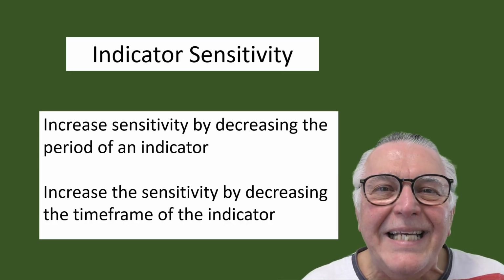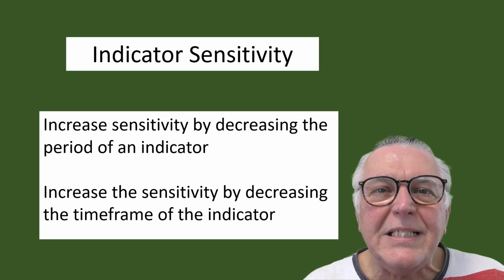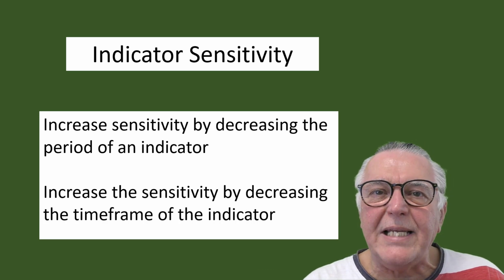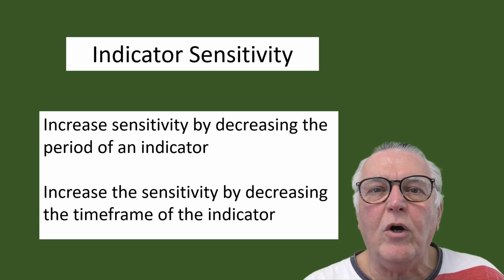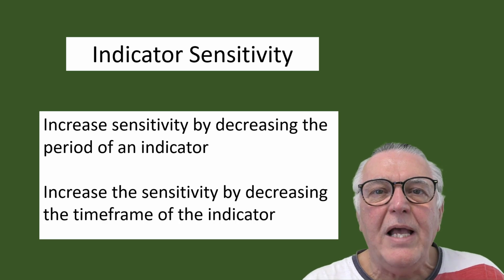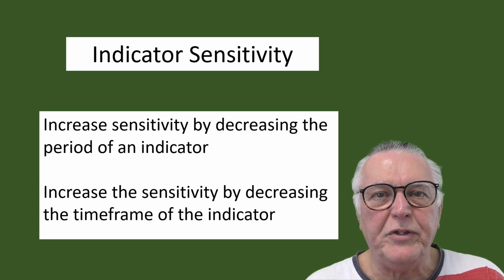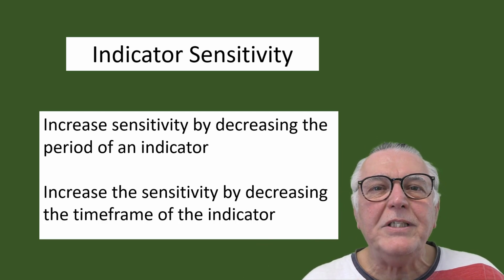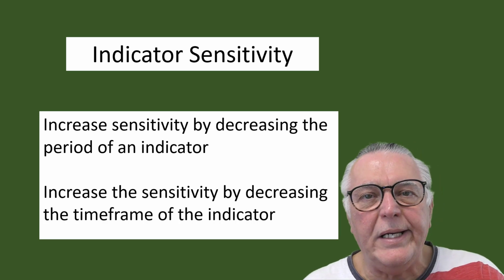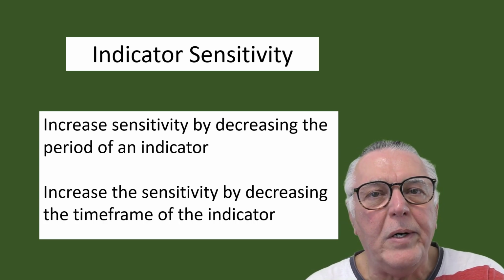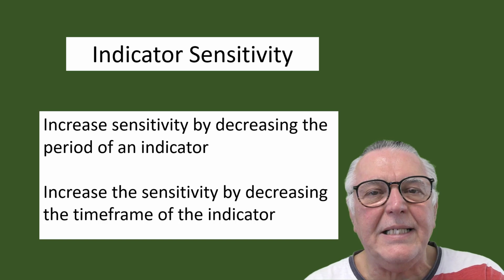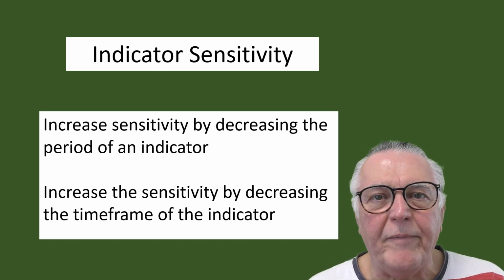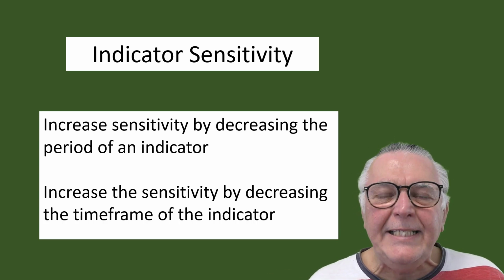We also learned a lot about indicator sensitivity. You can increase the sensitivity of an indicator by just decreasing the period that it measures. So a 4 setting on a moving average is much more sensitive than a 40 setting on a moving average. You can also increase the sensitivity of an indicator by using shorter time frames. So the signals that you get on a 4-hour with an identical indicator and setting will be more sensitive if you are using a 1-hour or a 15-minute time frame. Those are basic indicator principles.